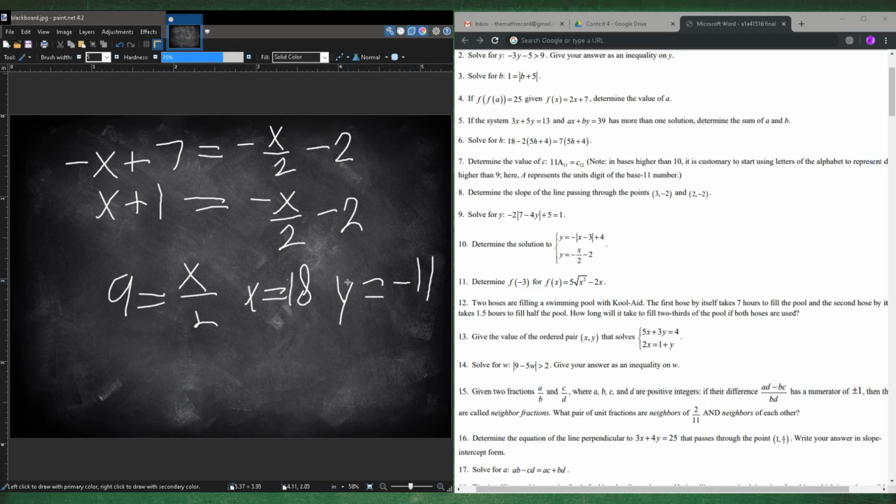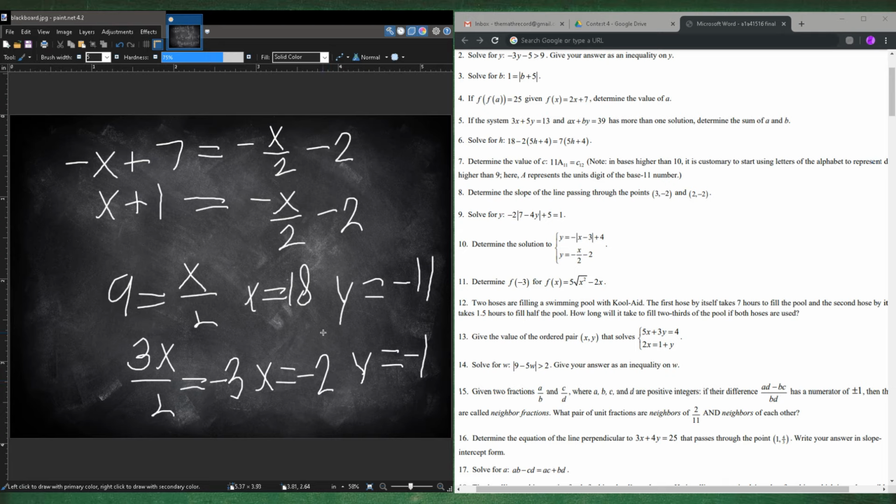Let's check if that's right. 18 minus 3 is 15, negative 15, plus 4 is -11. So yes, that's true. Now for the next equation, x plus 1 is equal to negative x over 2 minus 2. Add x over 2 to the other side, so you get 3x over 2 equals negative 3. Multiply by 2/3, so x is equal to negative 2. So y is equal to negative 2 divided by 2 is negative 1, times negative 1 is 1, minus 2 is negative 1.